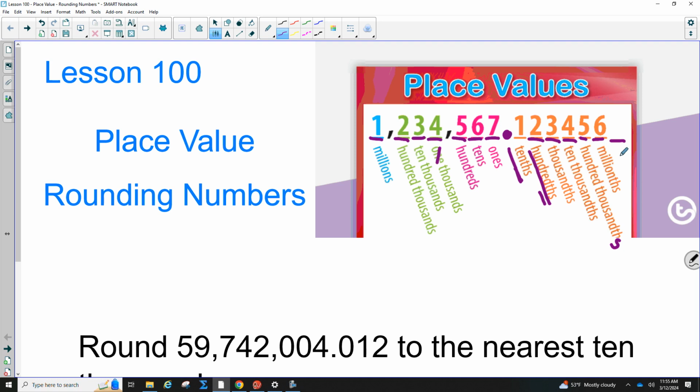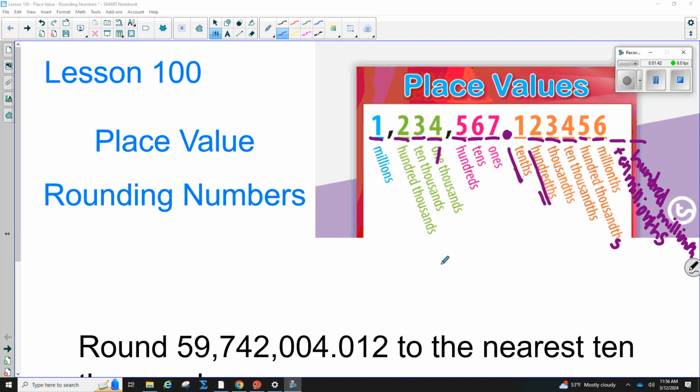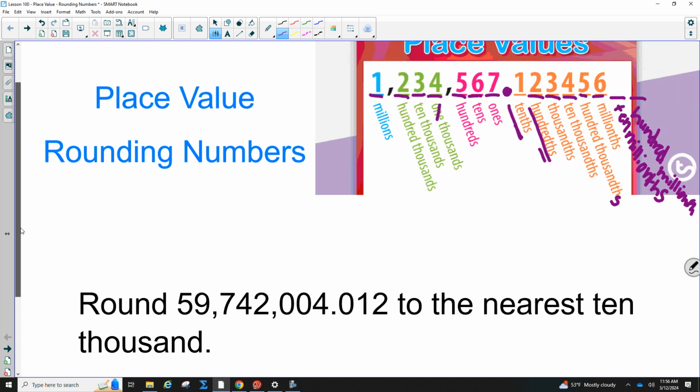We've got the 10 millionths, and we've got the 100 millionths, and that's as far as we will go. Again, all of those have a TH on them. Make sure you write all these down. If you need to pause the video, make sure everybody has all these place values written down. And then let's go ahead and get started.